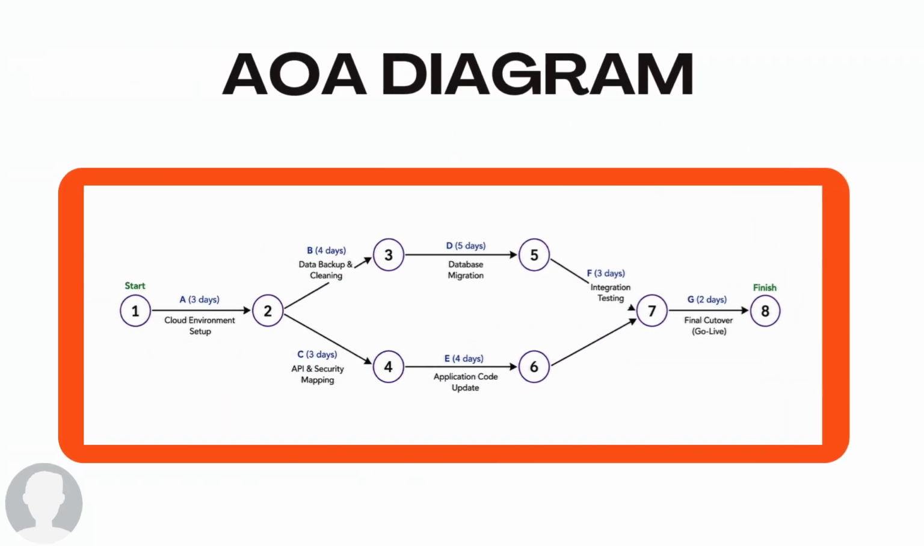So this is our AOA diagram for our project. In AOA, activities are shown using arrows and nodes represent events. So it shows the flow clearly, but it can become complicated because we need dummy activities.